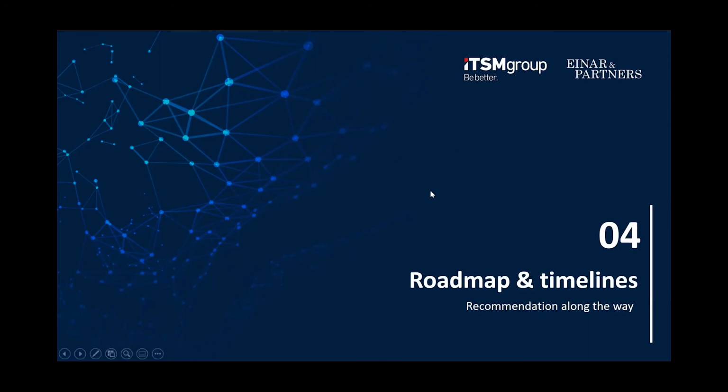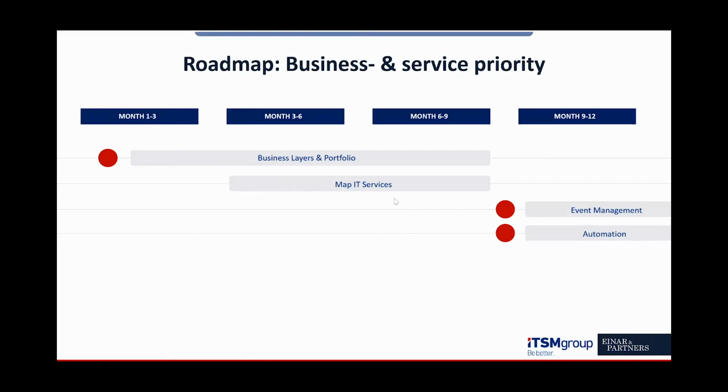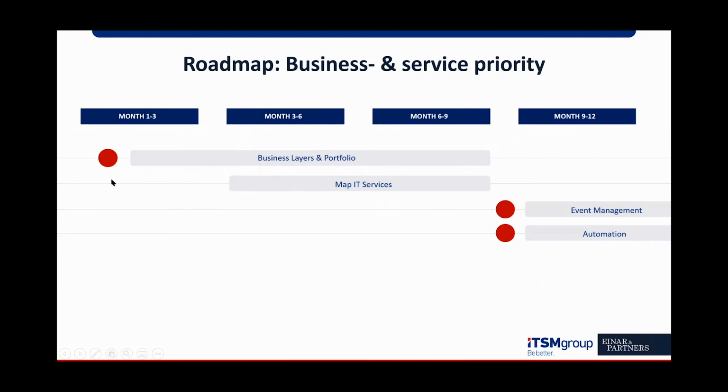To wrap up here, the last 5 minutes, how could some roadmaps practically look? Well, this is just an example, and of course you are free to adapt it as you like. If we look here at the monthly timestamps, based on a year, and you have more focus on the business and service side of things, it might make sense at an early stage to involve the organization to start mapping business layers and the portfolio. Then, on a fairly similar track, you can start mapping the IT services. Once that is done, you can start with event management and automation, let's say.